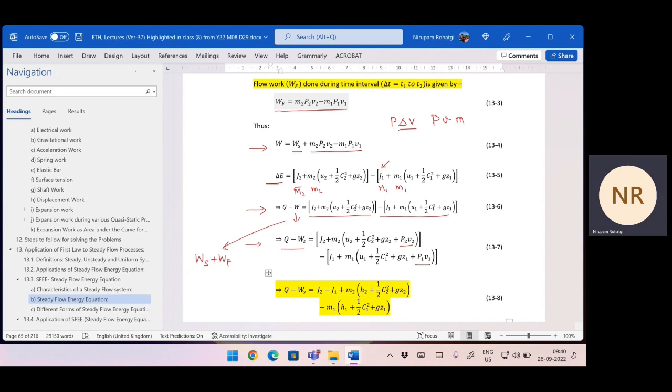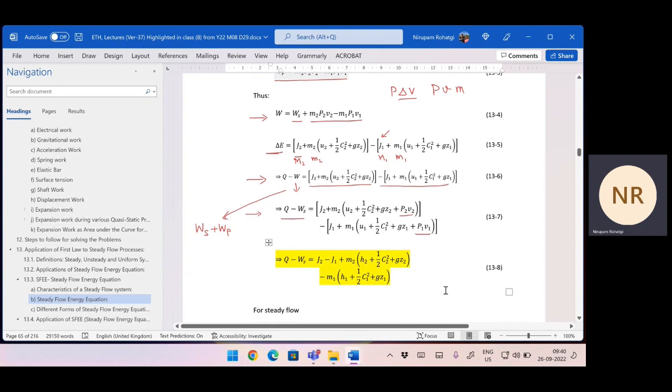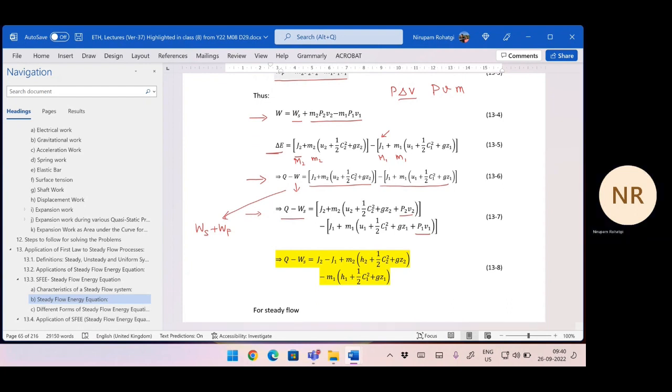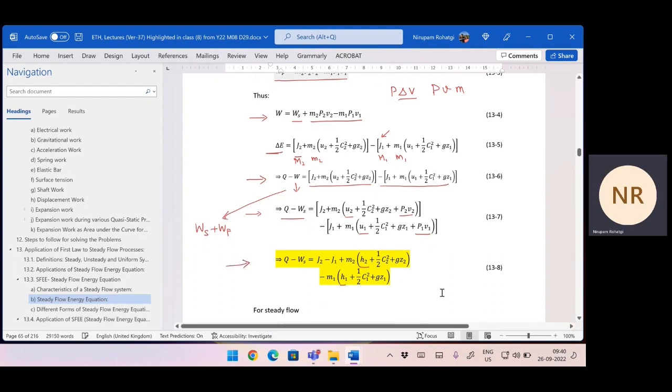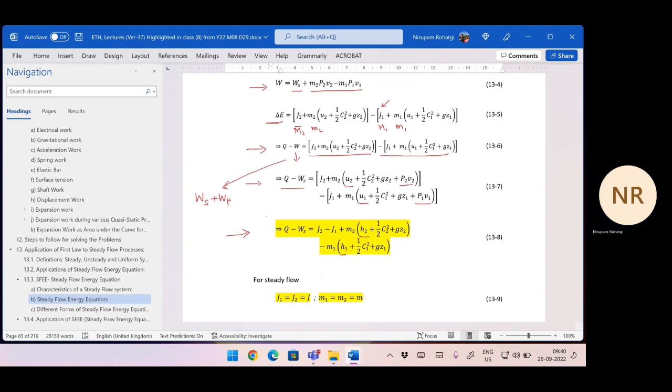m2 P2 v2 minus m1 P1 v1. And you take it on the right side. And what you get is these two terms on the right side. Now this U2 and P2 v2 are added. This becomes H2. And this U1 plus P1 v1 are added. You get H1. So you get this equation. This is your equation for non-steady flow.